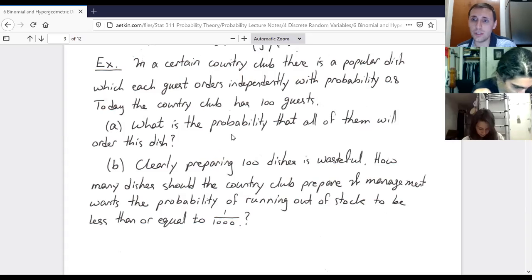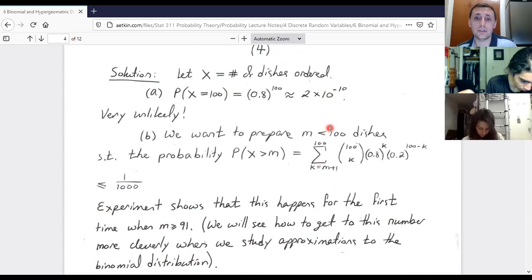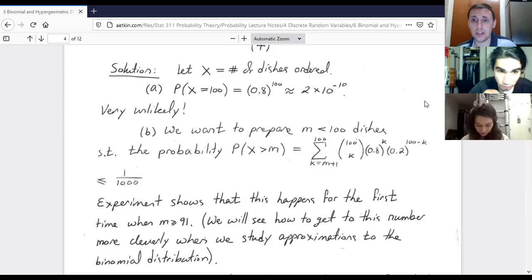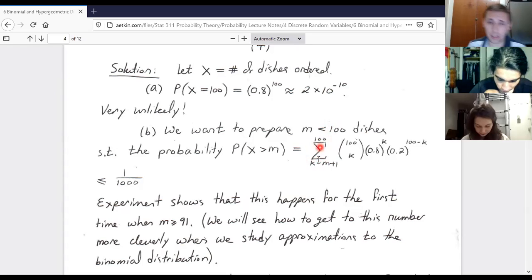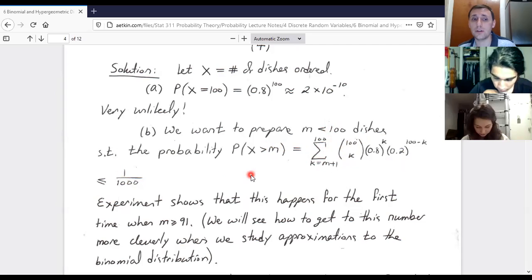All right, let's do it together since I want to move on. So here is how we go about it. We want the probability that the number of dishes requested, you don't have to finish solving it. Some people always try to give me a number, right? We want the probability of the number of dishes requested when it's m, so that the desire for m plus 1 or m plus 2 or all the way to 100 will be less than 1 over 1,000.